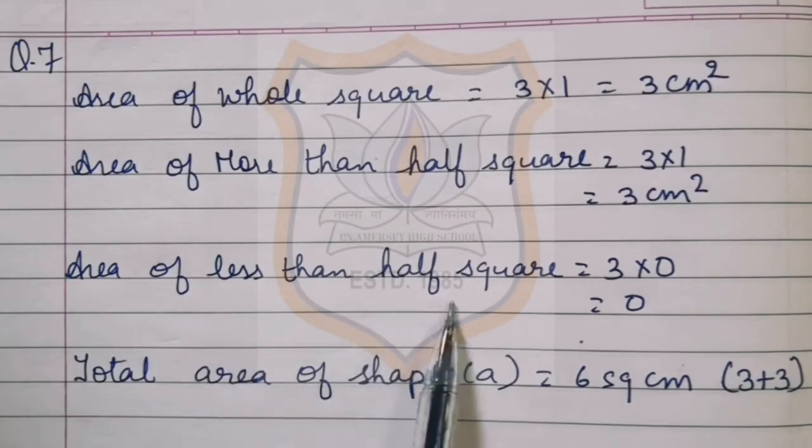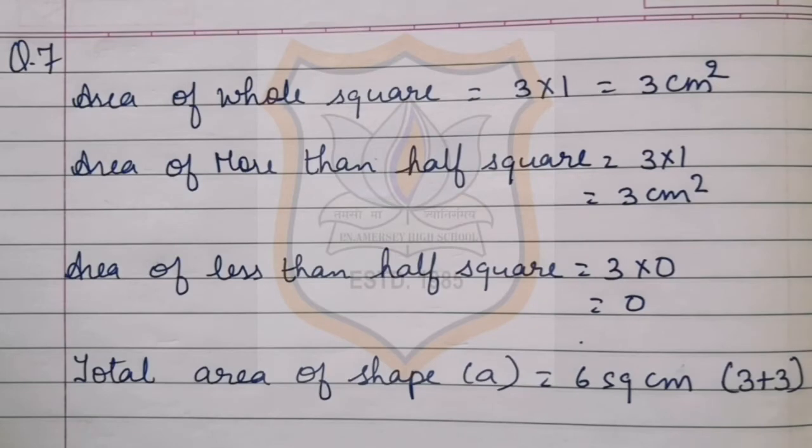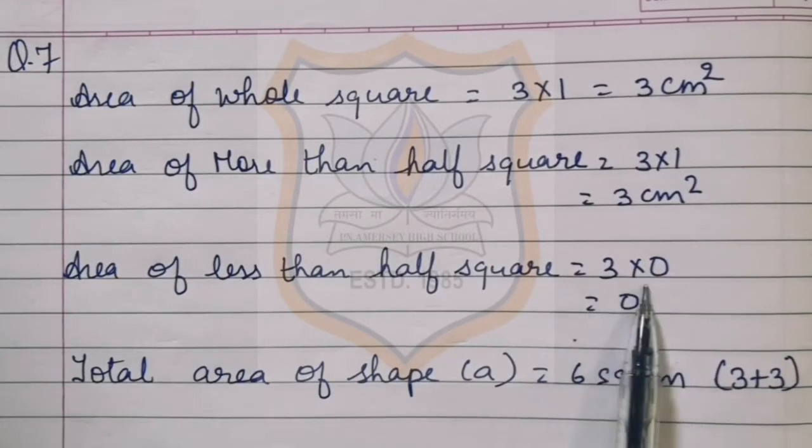Area of less than half squares. As I've explained you earlier in my introductory video, we have to ignore less than half squares. We don't have to count less than half squares. So there were 3 less than half squares. We will multiply it by 0. 3 zeros are 0.